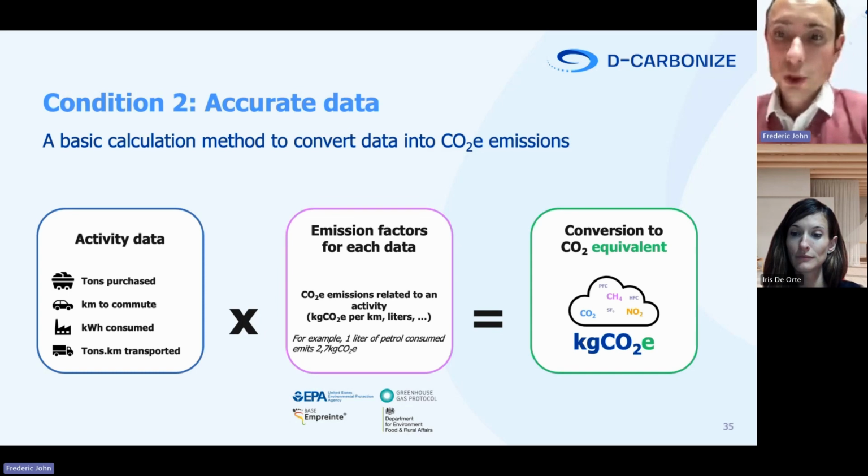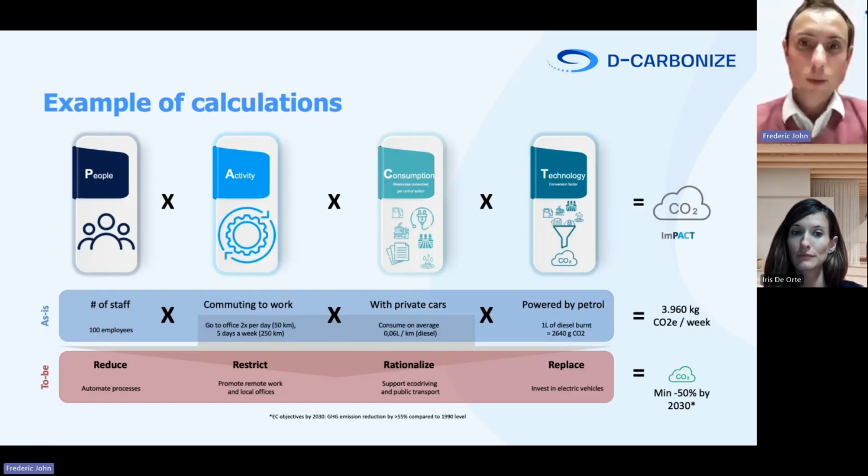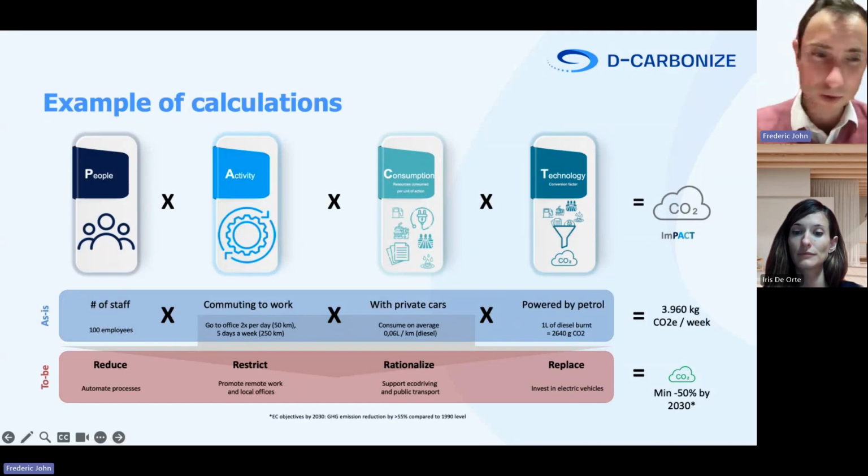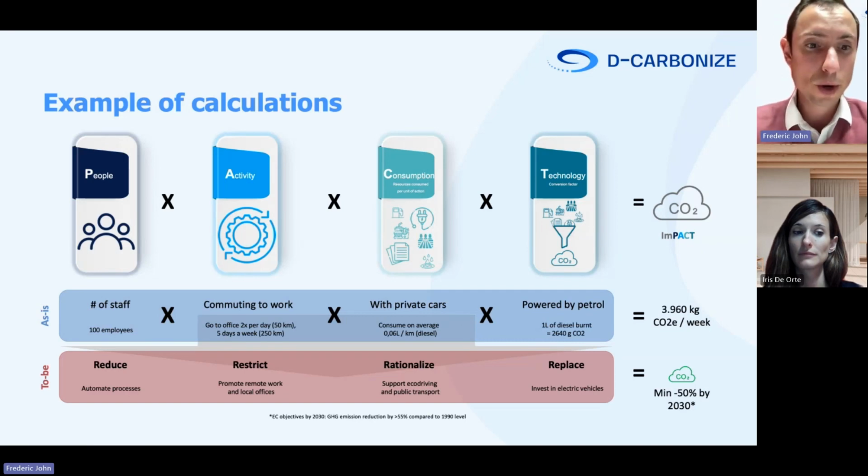So this is a very short example to explain how it works in reality. And we use the impact frameworks, meaning for people, activity, consumption, and technology. So this example is very simple. Let's say we will be looking at the commute of the people of this fictive company. Let's say we are 100 people commuting, well, 2 times per day, back and forth.